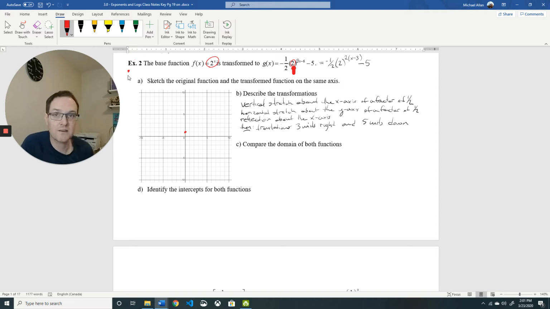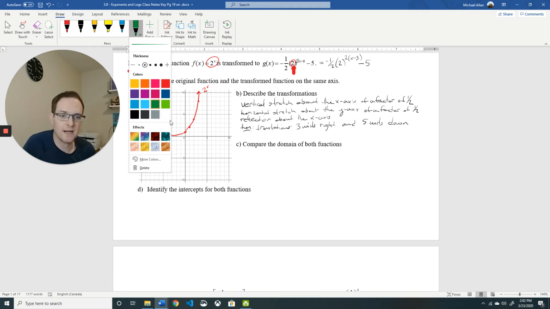So I put a 0 in there. 2 to the 0 is 1. Then 2 to the 1. Then 2 to the 2. Then 2 to the 3. So this graph looks like this. That's what my original graph looks like. And then it's going to go backwards the other way. So I'm going to 1/2, 1/4, 1/8, and we have a horizontal asymptote there.